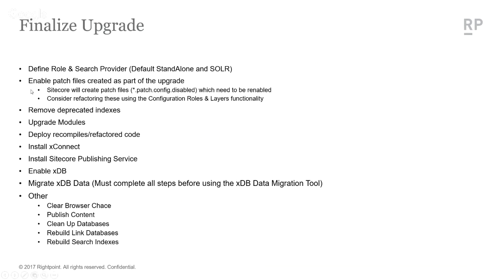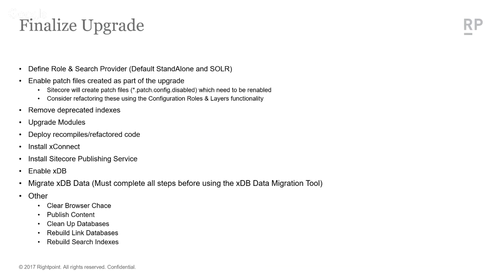As you're updating, Sitecore is not going to overwrite or implement any of the new patch files that it's found. It's actually going to mark those as disabled. So one of the first things you're going to want to do is go in and rename these files by removing the disable extension. Sitecore has deprecated several of the search indexes, so you'll want to go in and delete those. You also want to go in and upgrade any modules that you have.